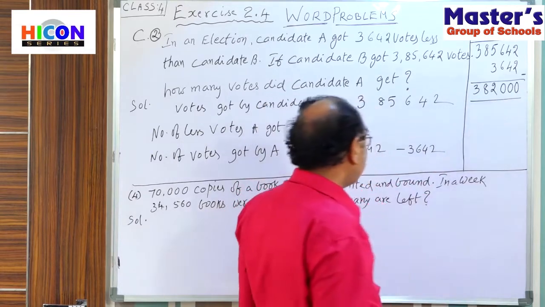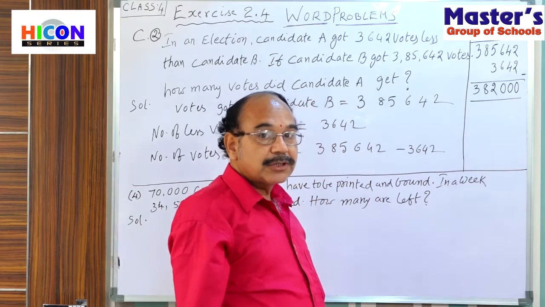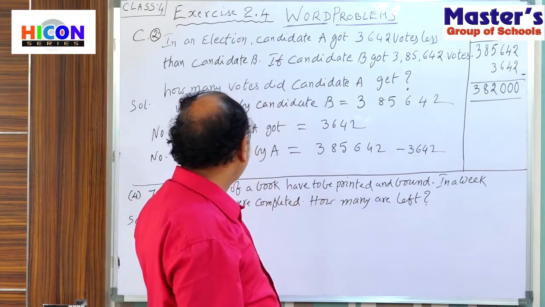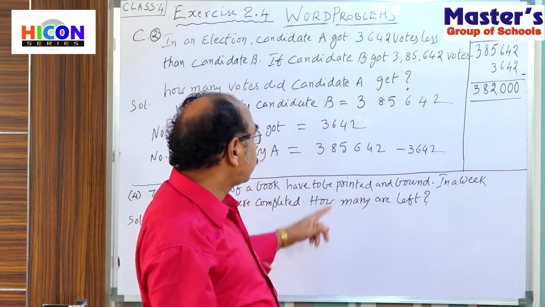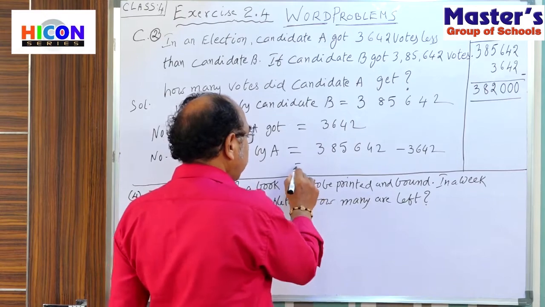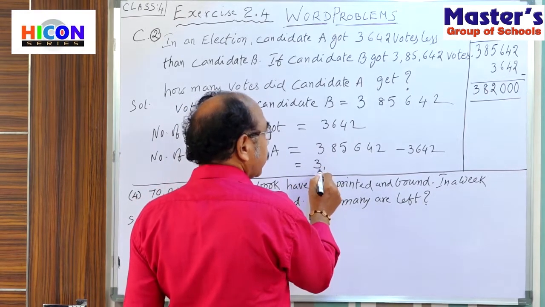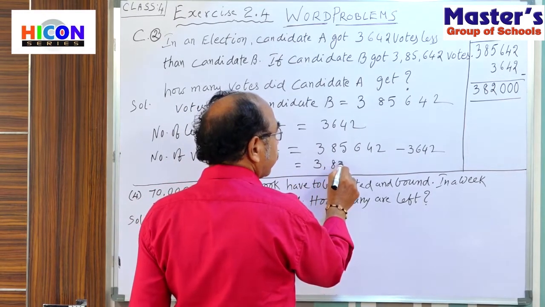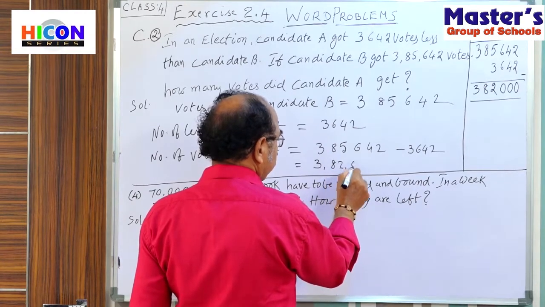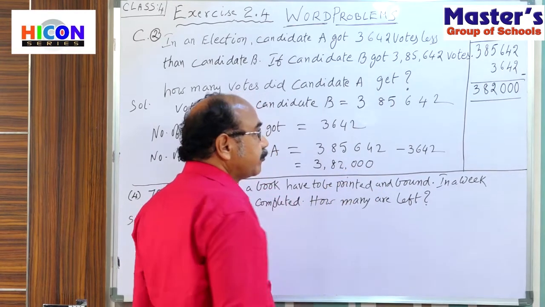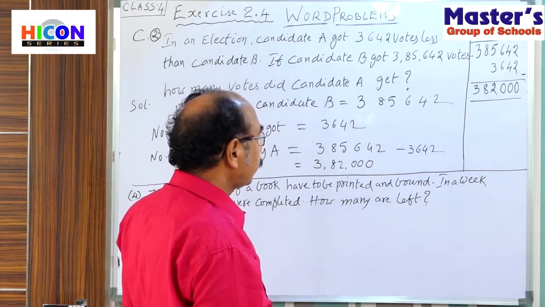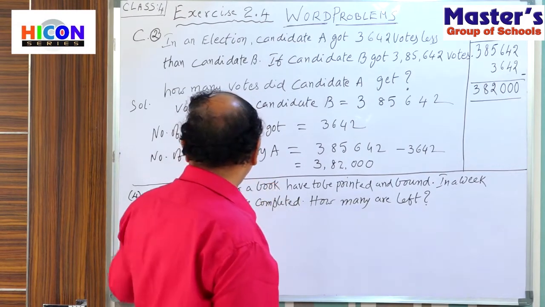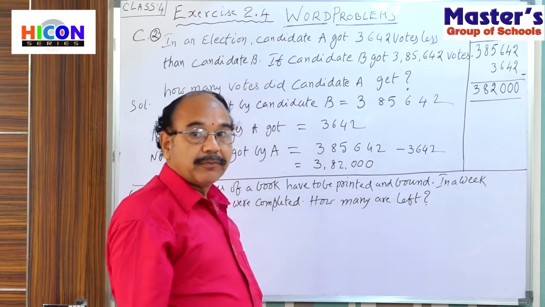Okay, children. So, how many votes secured by candidate A is equal to what you have to say? 3 lakhs 82,000. Okay, like this we solve the problem.